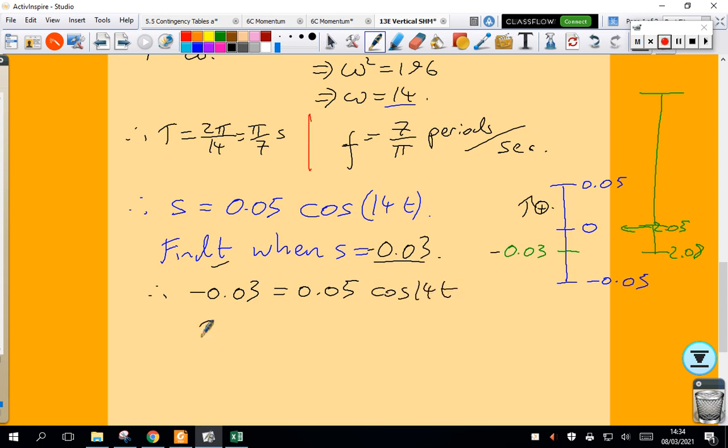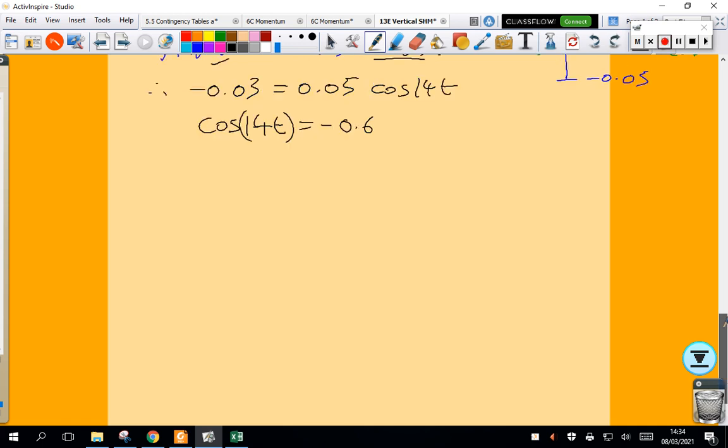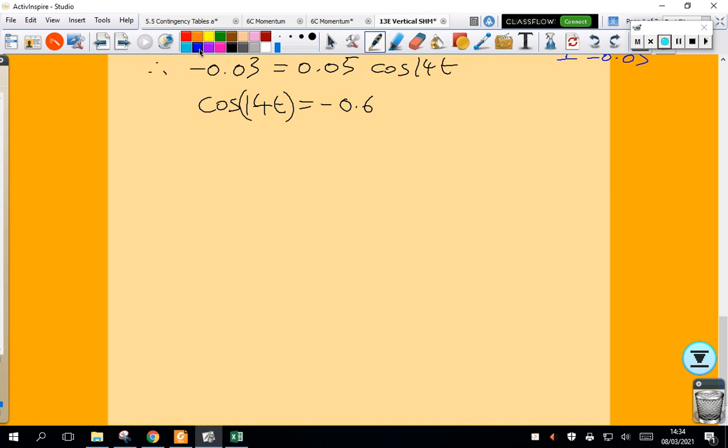Solving this, we'll find that cosine of 14t must equal negative 0.03 divided by 0.05. That's negative 3/5 or negative 0.6, I think. So we're into solving a trigonometric equation, and you've got to be able to do these. What do we do? We start off with the reference angle. We're dealing with radians. We're also dealing with radians for all these. In fact, probably better off starting with the quadrant.